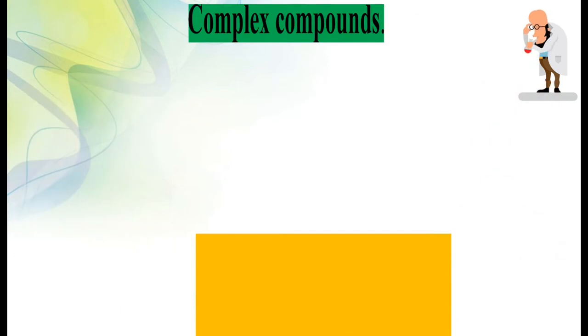The third type of compound that we have is complex compound. As the name suggests, complex means there will be something which is more than simpler to understand. When a lot of molecules get involved inside a compound, we call it complex.